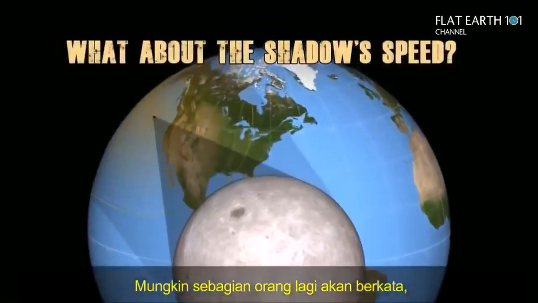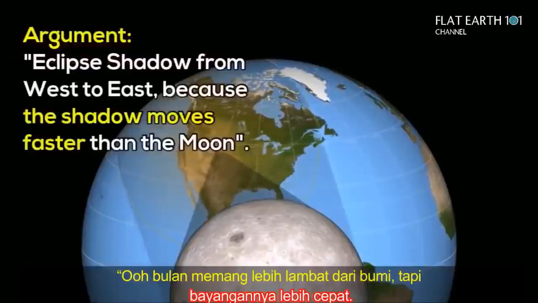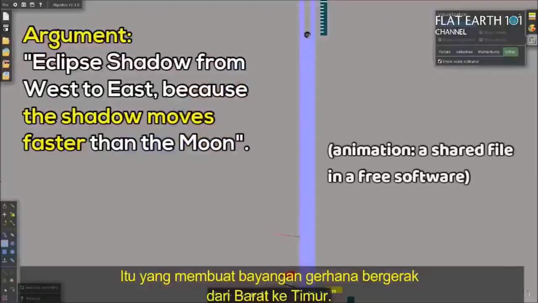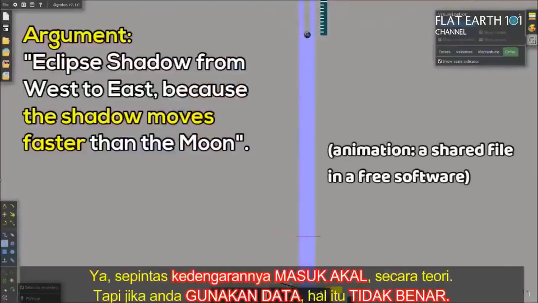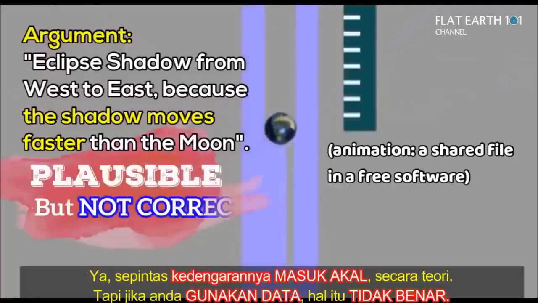Perhaps other people would say, oh, the Moon is slower than the Earth, but the shadow moves faster. That makes the shadow move from west to east. Well, this sounds plausible in theory, but if you put the data, it's not correct.